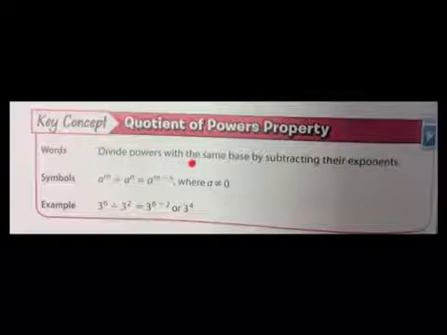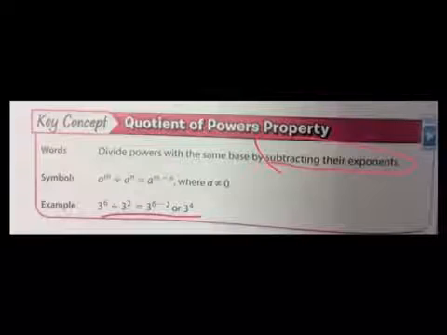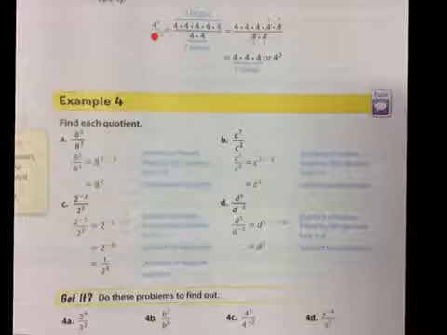Now we're going to divide powers. So divide powers with the same base by subtracting their exponents. Instead of adding the exponents, when we divide, we subtract their exponents. Take a look at the example where we have 3 to the power of 6 divided by 3 to the power of 2, which is going to subtract the exponents, and we get 3 to the power of 4. On the next page, you'll see the explanation of why we subtract.